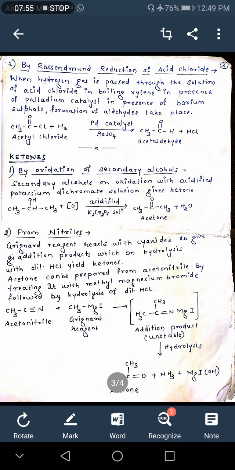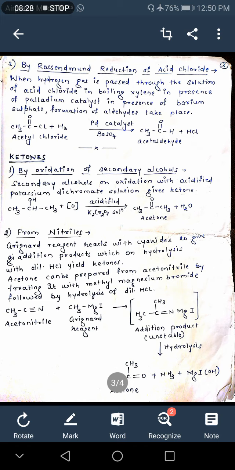And the main method of preparation is from nitrile. Nitrile means the CN group, C triple bond N, is the nitrile group. It is also called cyanide. So, as you can see, the first reactant is acetonitrile, that is CH3C≡N. This reacts with a Grignard reagent, RMgX. We are taking specifically methyl magnesium iodide, and here an addition reaction takes place across the carbon-nitrogen triple bond.